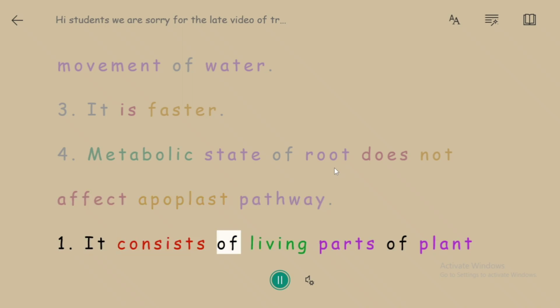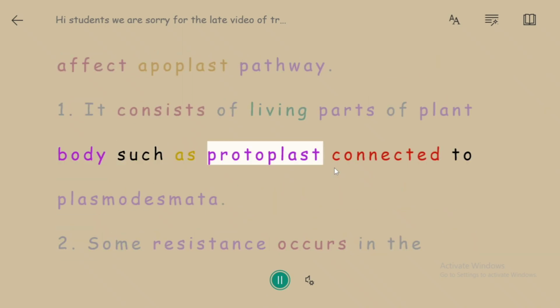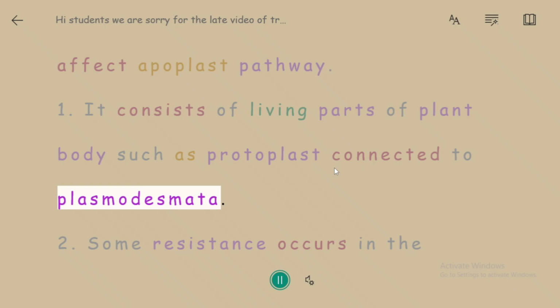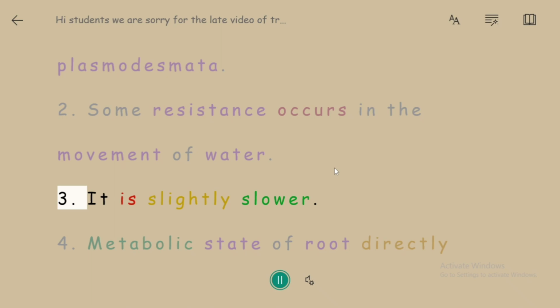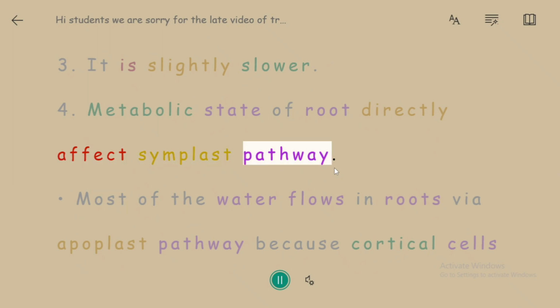Symplast pathway: 1. It consists of living parts of the plant body, such as protoplasts connected by plasmodesmata. 2. Some resistance occurs in the movement of water. 3. It is slightly slower. 4. The metabolic state of the root directly affects the symplast pathway.